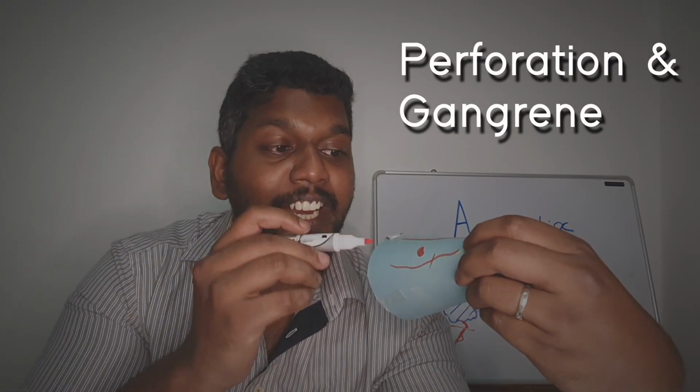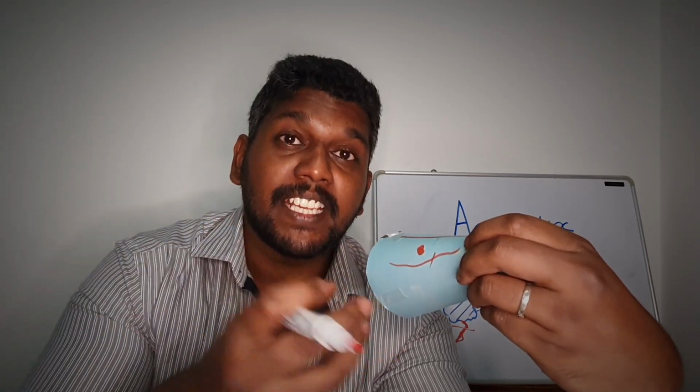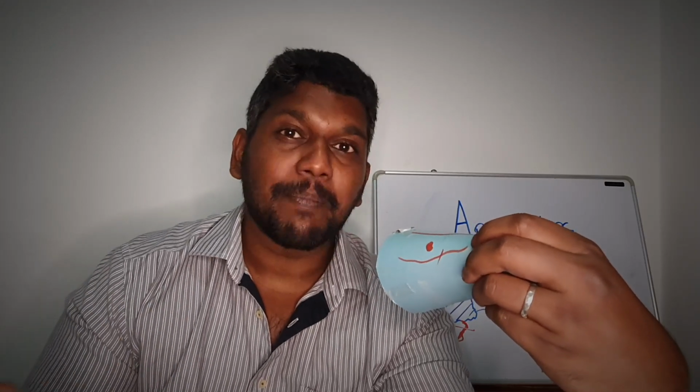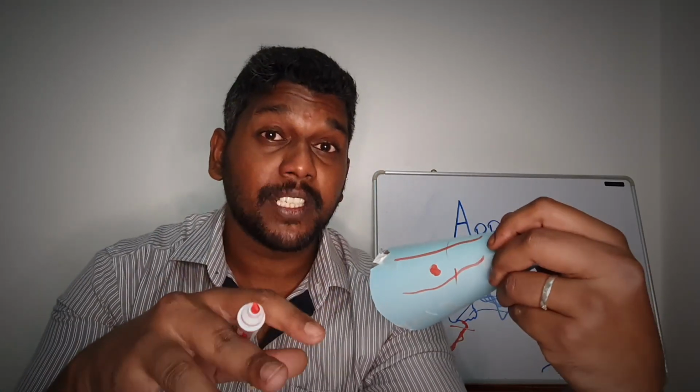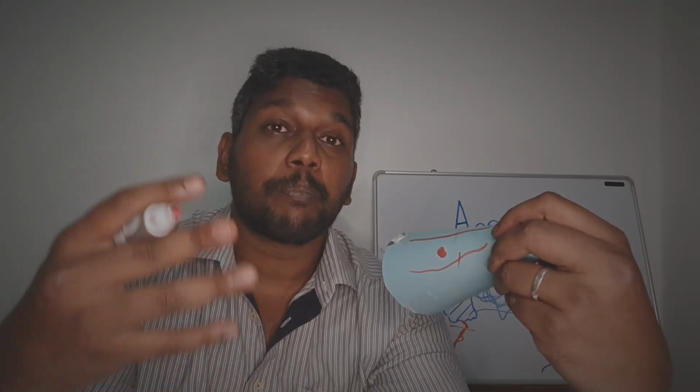Perforation means the bacteria now manage to poke a hole through the wall and now they are coming out of the appendix into the abdominal cavity. That means they're going to start spreading everywhere. And gangrene basically means the appendix is dead. Now you have something dead and rotting inside your body. When perforation happens and the bacteria start spreading all over the body, you're going to have something called peritonitis.